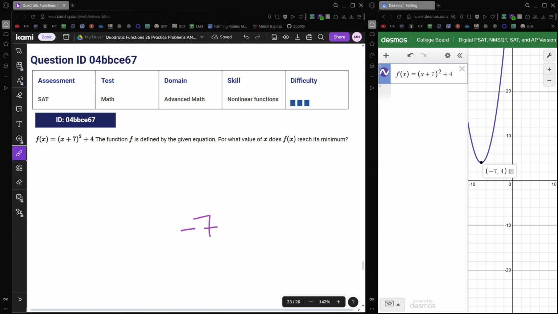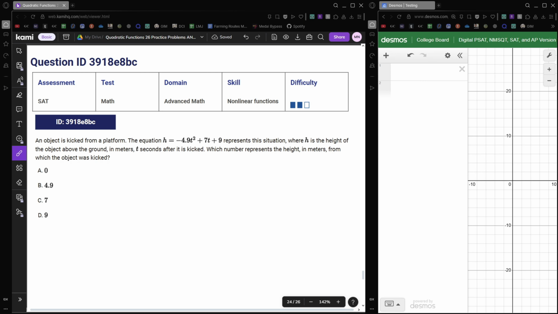Now you could have also noticed that the equation they give to us is in vertex form. So the vertex would be (h, k), which is (-7, 4). And of course, the minimum is always going to be the vertex, so the x value would once again be -7.